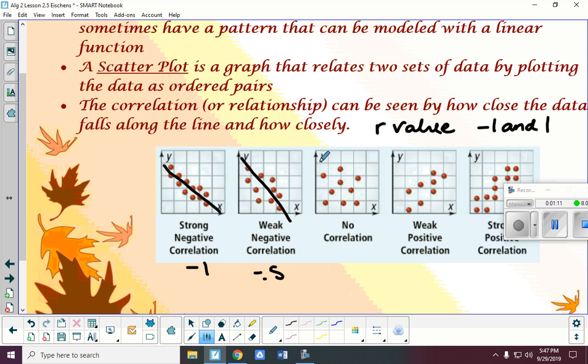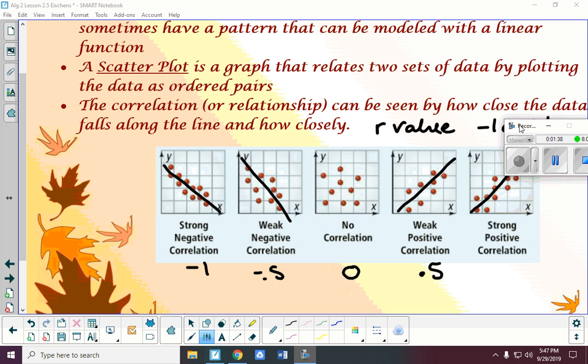Now, if we really can't figure out if the points are falling or increasing, if there's really no correlation, we would say that it has an R value of 0. And if we could draw a line and it would have like a positive slope, we would say that this has a weak positive correlation, probably around 0.5. And if we drew a line through this set of data, we see that the points are fairly close. We would say that that has a strong positive correlation, probably with an R value of 1 or close to that.